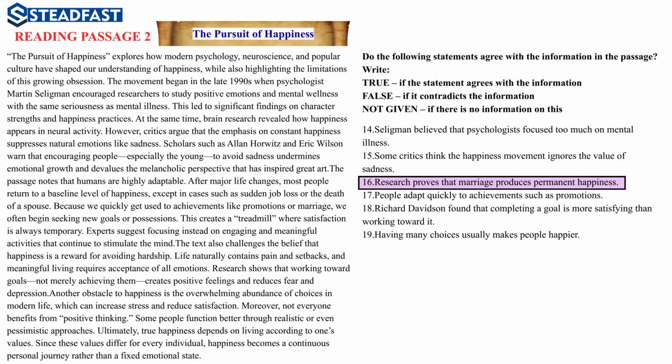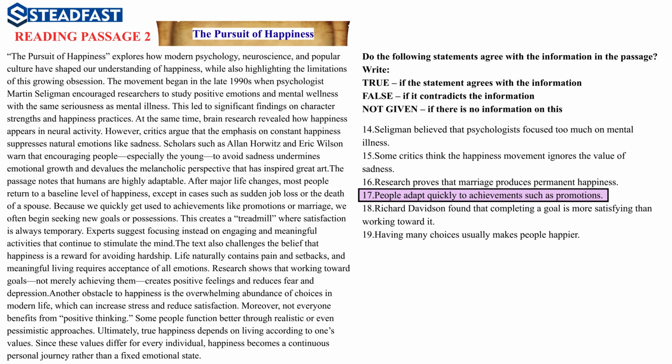Research proves that marriage produces permanent happiness. In paragraph 2, it says that after major life changes, most people return to a baseline level of happiness. It lists marriage as an achievement people quickly adapt to. So the happiness effect is temporary. The statement claims permanent happiness, which is the opposite of what the passage says. So the statement here is false. And the next question, 17.